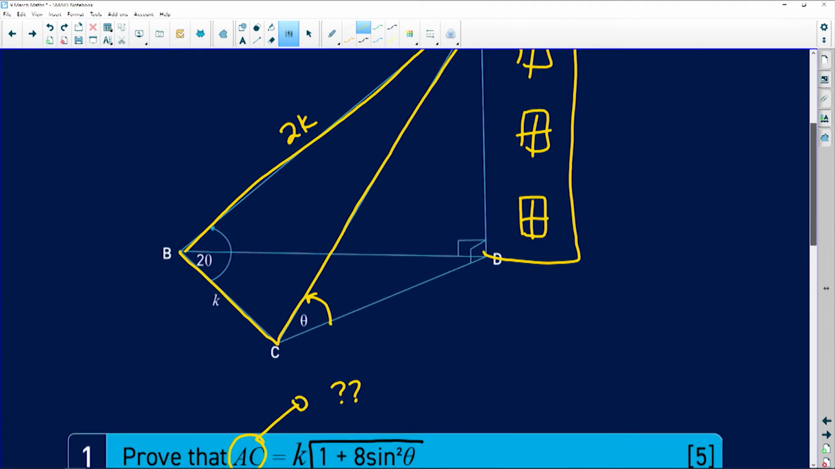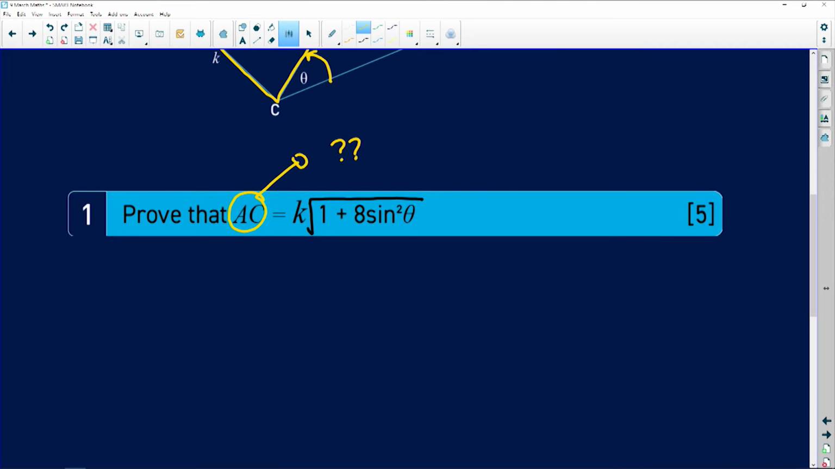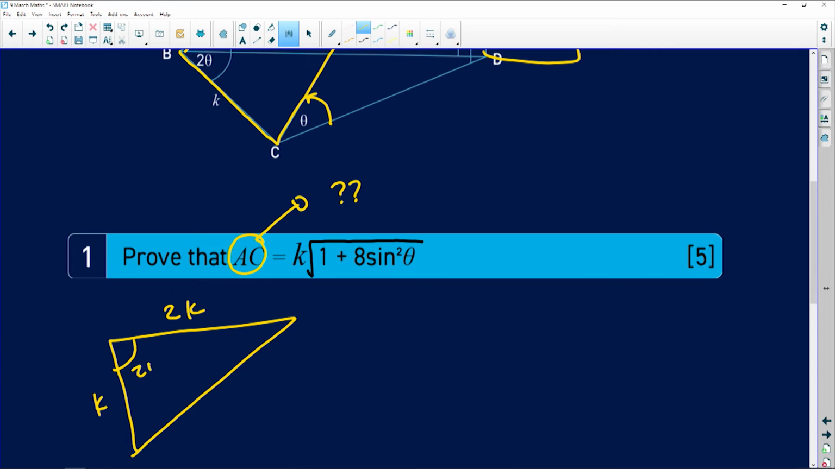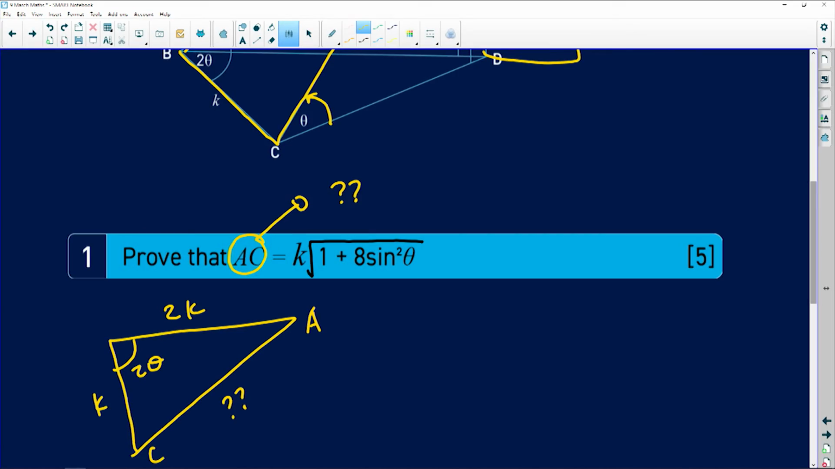Very powerful indeed. Right, so let me write that. I've got 2K here, I've got K here, and I was told that the angle between those two sides is equal to 2 theta, and they're asking me to find AC. This is C and that one is A there. So the only rule you can use when you've got two sides and the included angle is the cosine rule to work out the third side of that triangle. So let's do that quickly.